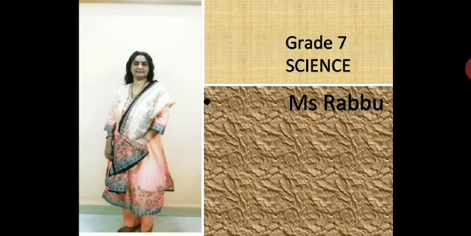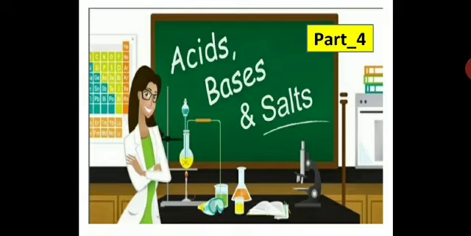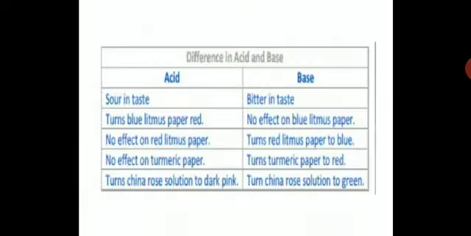Now we will continue with the chapter, children. So let us begin with the session. We are going to do part 4 of the chapter acid, base and salts. Let us see what we are going to have in this session. We are going to see the difference between an acid and a base.